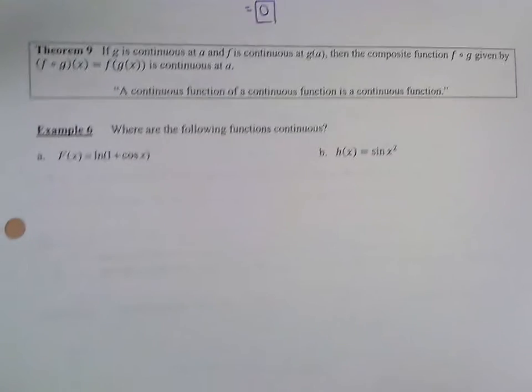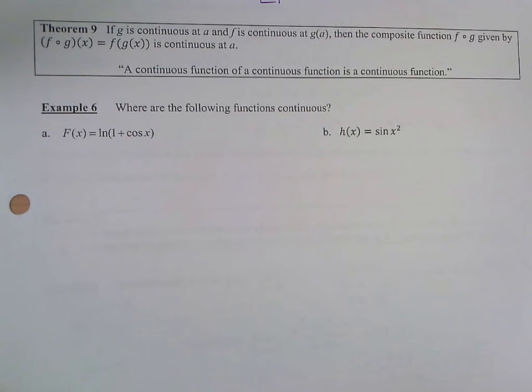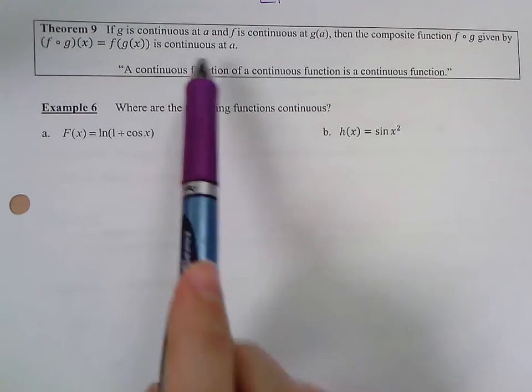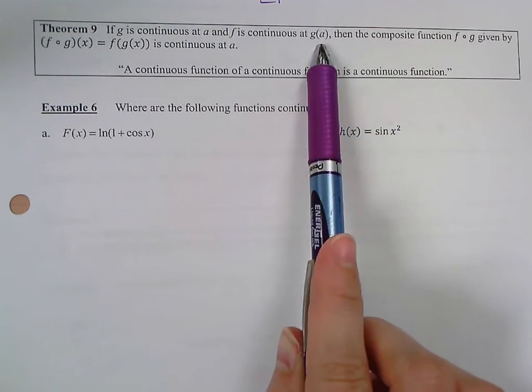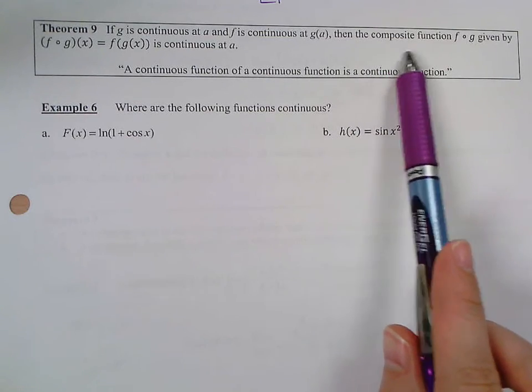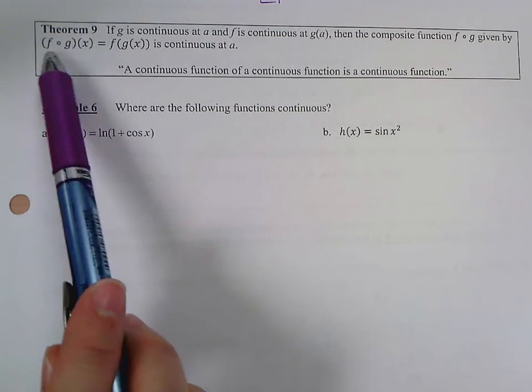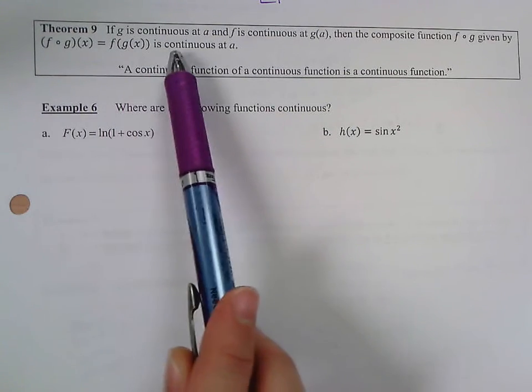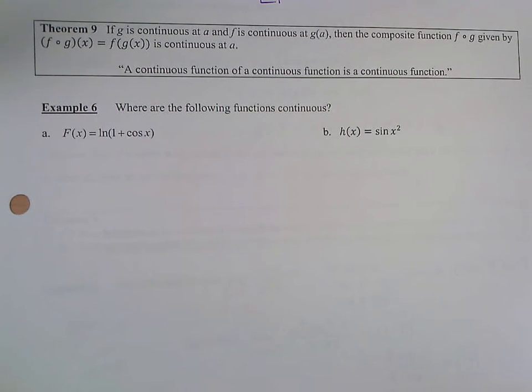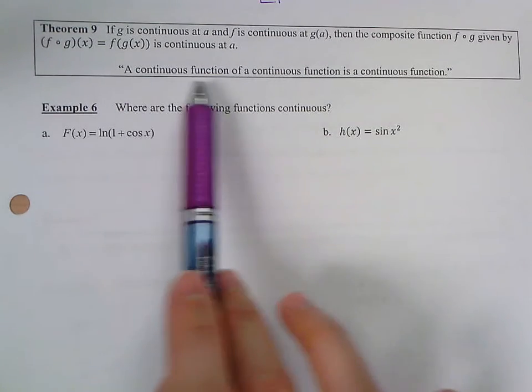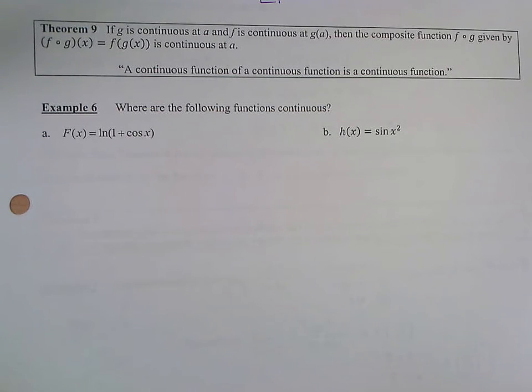All right. The last theorem still deals with composite functions, but it says if g is continuous at a and f is continuous at g of a, then the composite function f of g, given in either of these forms, they mean the same thing, is also continuous at a. So if your inner function is continuous at a, and your outer function is continuous at g of a, so that y value, then the composite function is also continuous at a. And this in words says basically a continuous function of a continuous function is a continuous function.